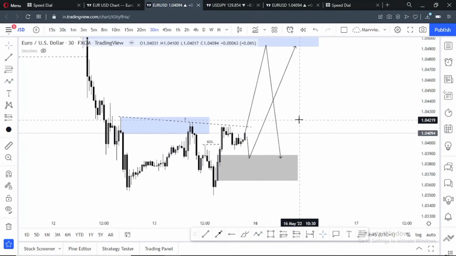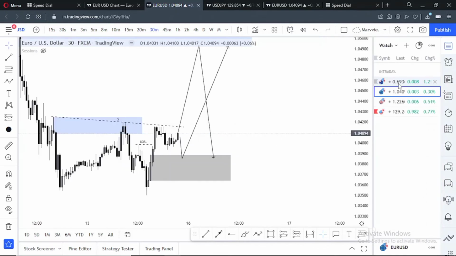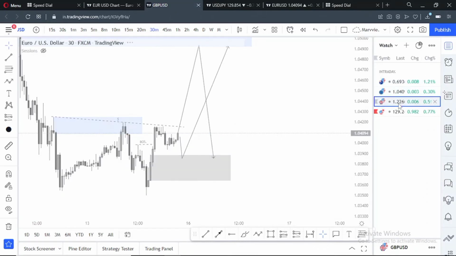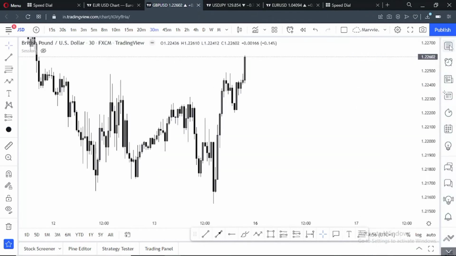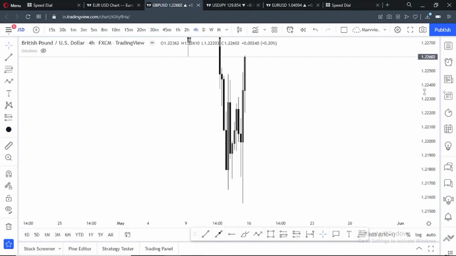So this might be on EURUSD, and the next pair, which is GU. GU is the next pair.